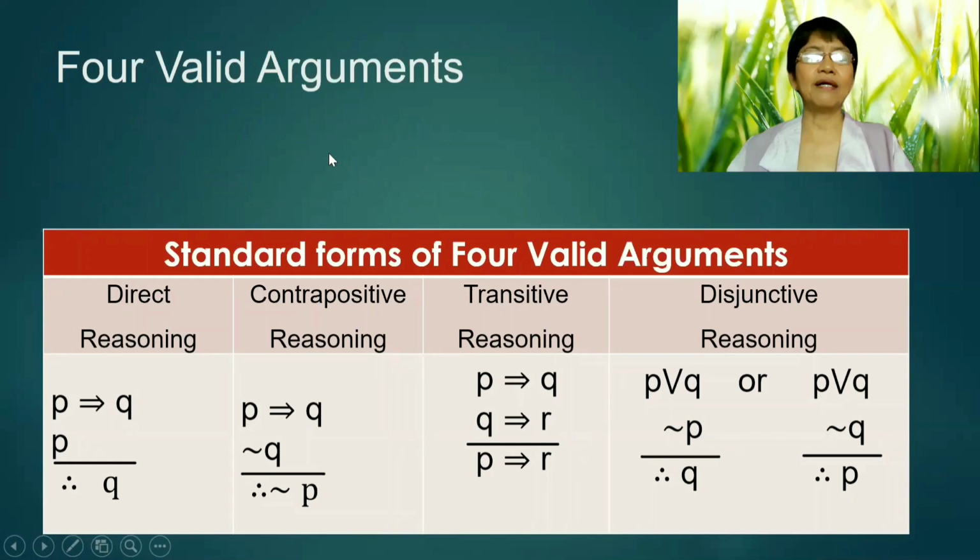Four valid arguments are represented in this table. We have direct reasoning: P implies Q, P, therefore Q. Contrapositive reasoning: P implies Q, if not Q, then not P. Transitive reasoning: P implies Q, Q implies R, therefore P implies R. And disjunctive reasoning: P or Q, if not P, therefore Q, or P or Q, if not Q, therefore P.